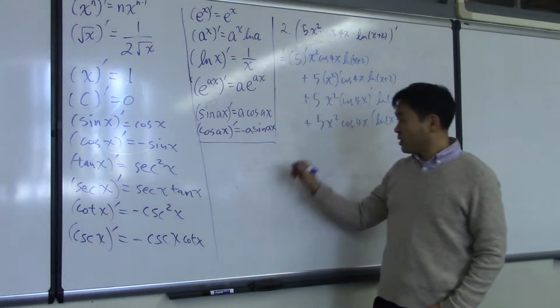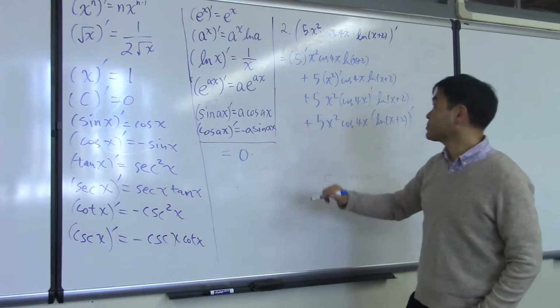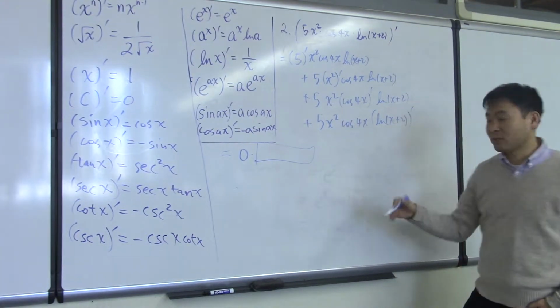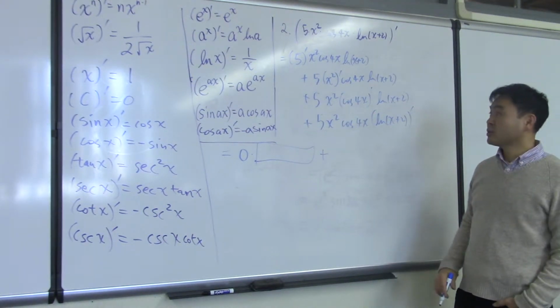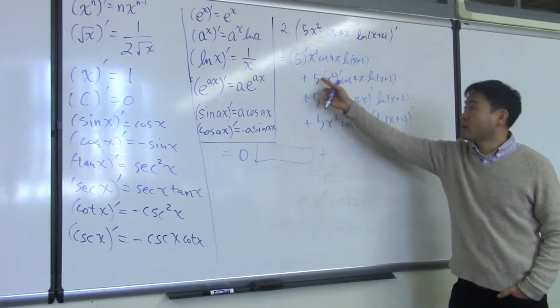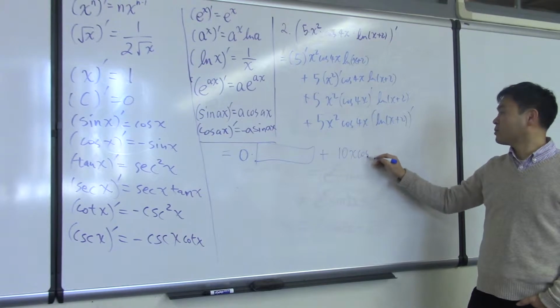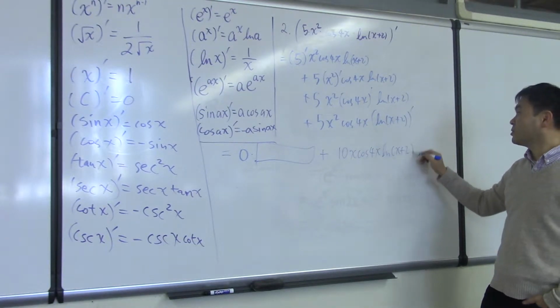Now, what do you get if you differentiate 5? 0. Times something. I don't even know how to write this because 0 times anything is 0, right? What do you get if you differentiate the second thing? 2x. 2 times 5 is 10, so I can write down 10x cosine 4x ln of x plus 2.